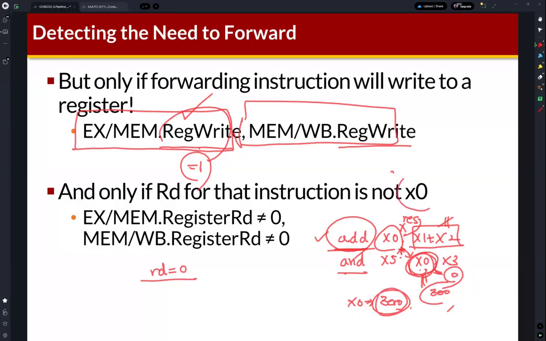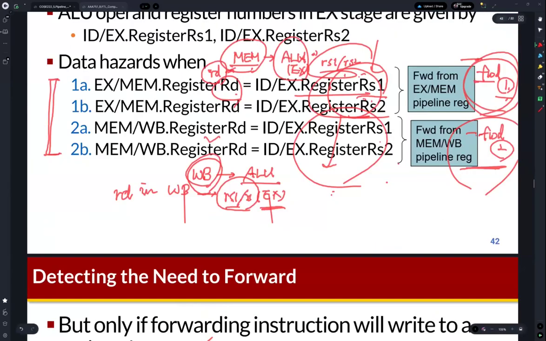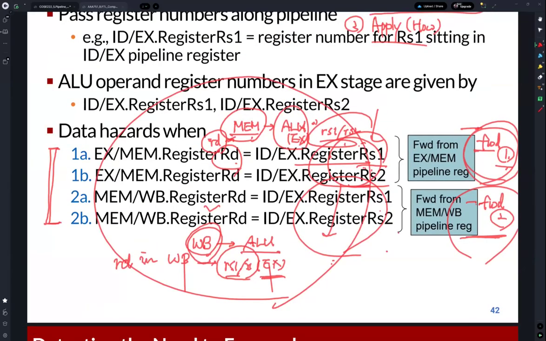The destination register must be non-zero, which means the register number of this RD should be non-zero. Okay, so this is another condition. So this is the base condition, right? We need to just check the RD of the former instruction and RS1 or RS2 of the following instruction, right?